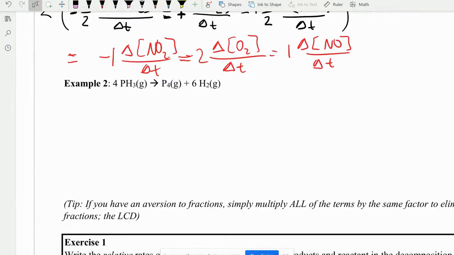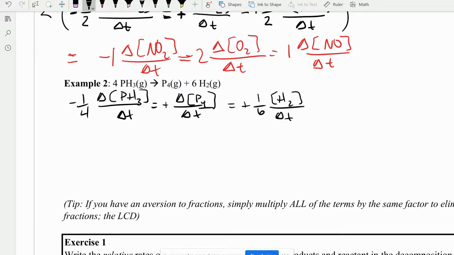Let's try this again and follow the same process. Go ahead and pause me. For example number 2, go ahead and set up the relative rate expression for example 2's balanced chemical equation. Okay, here's the general rate expression for example number 2.